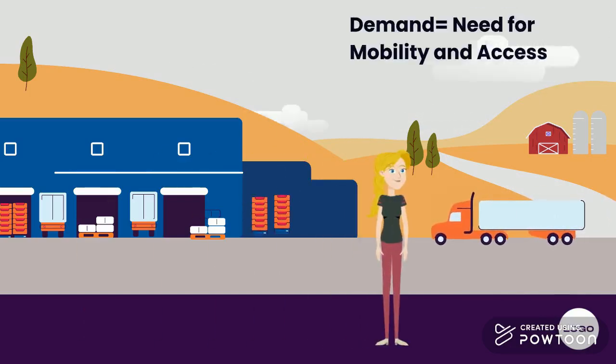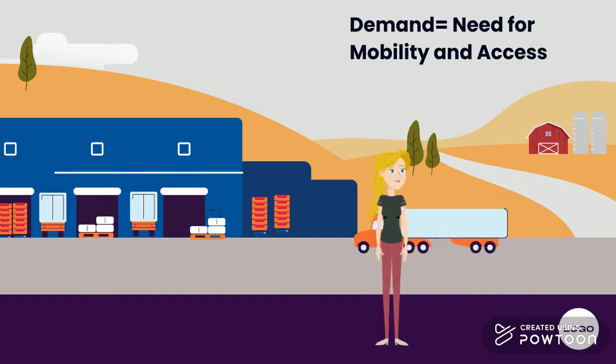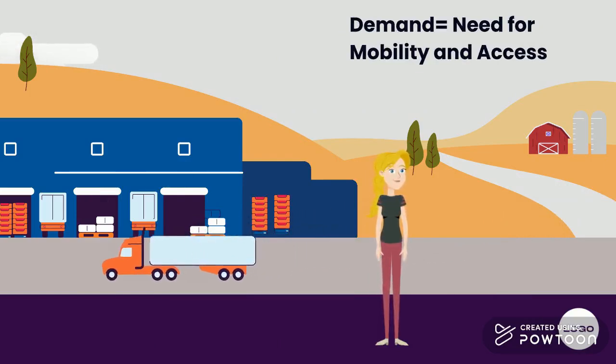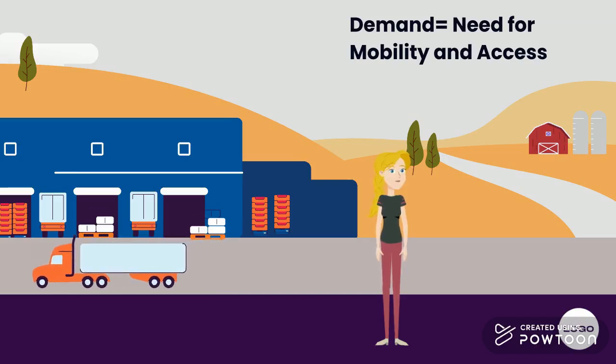Demand in rural transport refers to how often, why, and in what ways rural residents need transportation. People require transport to sell agricultural products, go to school, access healthcare, and participate in social and economic activities.